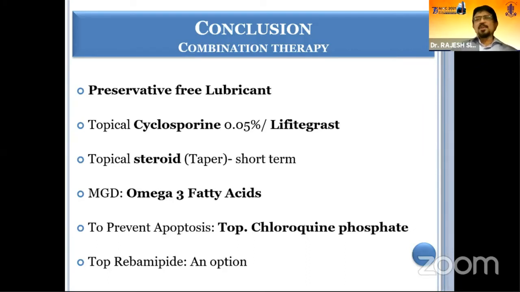To prevent apoptosis, topical chloroquine phosphate has been used, and topical ribamapide is also an option. So we do have some polymers, some additive agents, and many other things, and I still feel that we have to know a lot more to understand the real mechanism of how things happen, and what the newer options are that can help improve the symptoms related to dry eye as well as the health of the surface.